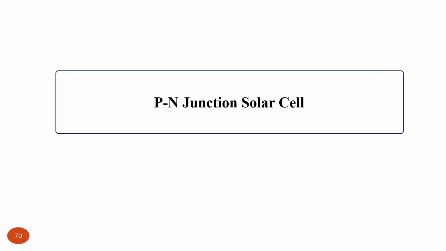Hello everyone. Today we have a discussion of PN junction solar cell. Finally we came to this point when we can discuss photovoltaic operation mode of a PN junction, and that's actually solar cell. Photovoltaic means that we generate electricity when we shine light on a PN junction in particular.